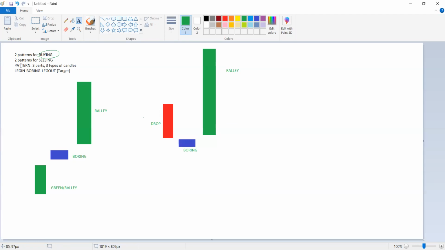Now, who will take a guess on the first pattern of selling? First tell me, for selling, what should the leg out be? Drop. Correct? In both the selling patterns, the leg out should be drop, meaning it should be a red candle. The leg in can be green in one pattern and red in the other.